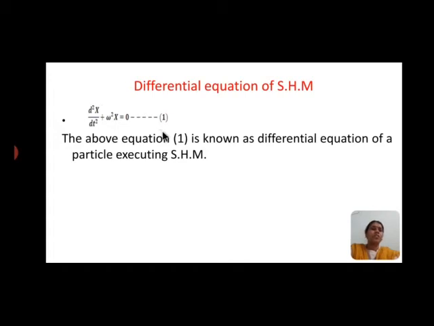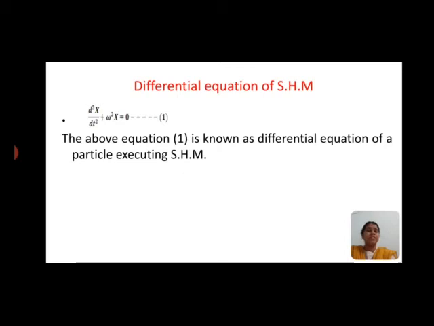This is the equation which we call the differential equation of a particle executing simple harmonic motion. Some points we should remember while studying simple harmonic motion, about the acceleration. The first point: the acceleration of the particle performing simple harmonic motion is maximum at the extreme position.